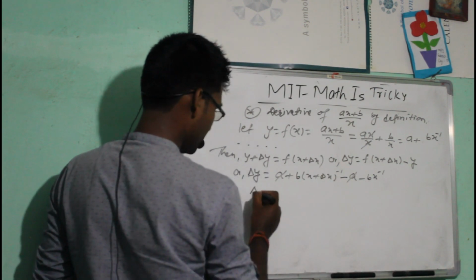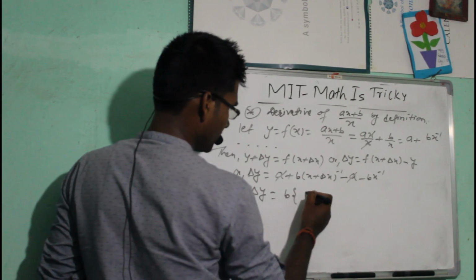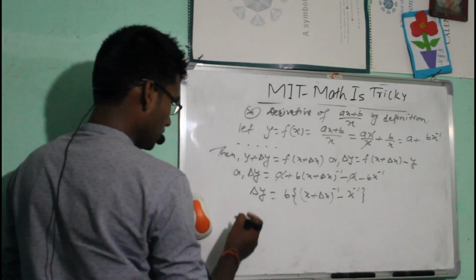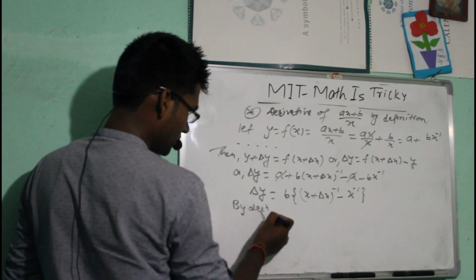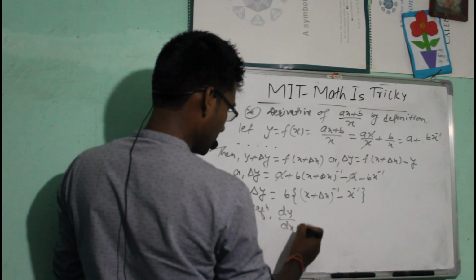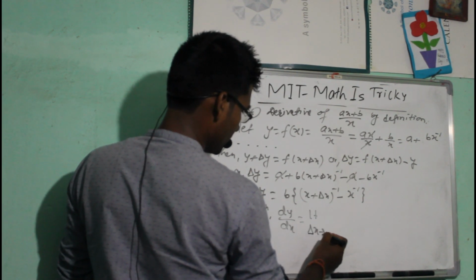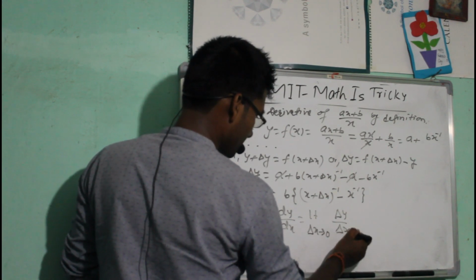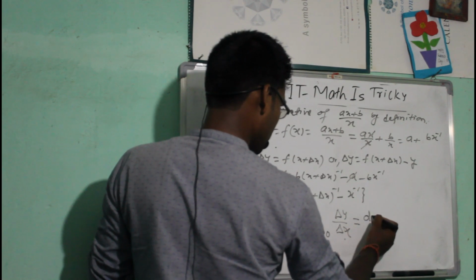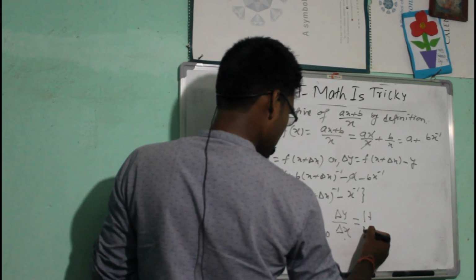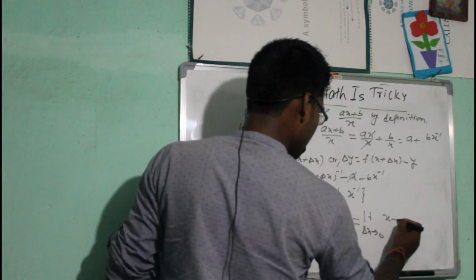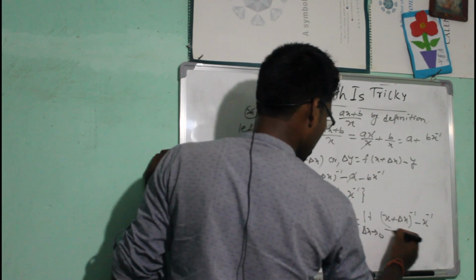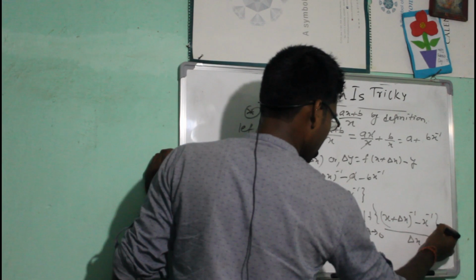So we got here delta y equals b common, and then this simply will be (x plus delta x) power minus 1 minus x power minus 1. Now by definition dy by dx equals limit delta x tends to 0 of delta y by delta x. Let's substitute the value of delta y, so that we'll be getting limit delta x tends to 0 of ((x plus delta x) power minus 1 minus x power minus 1) by delta x, and then the b at last.